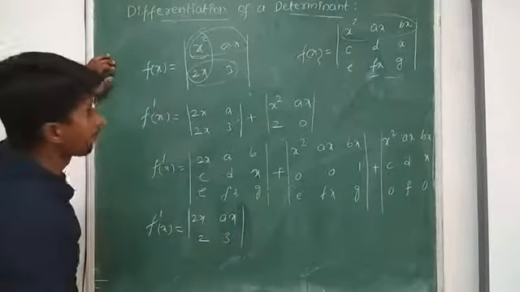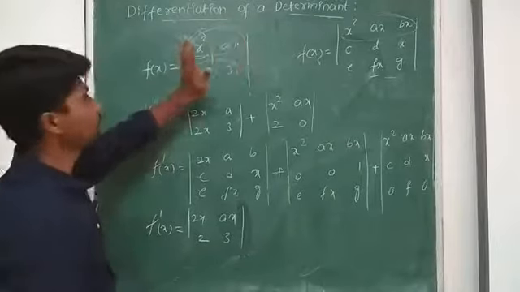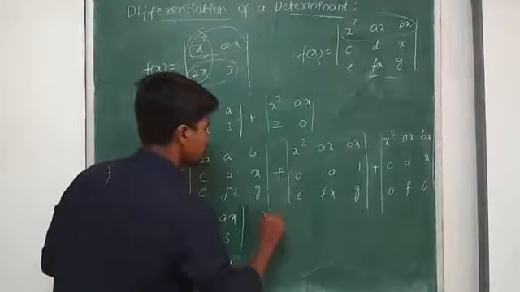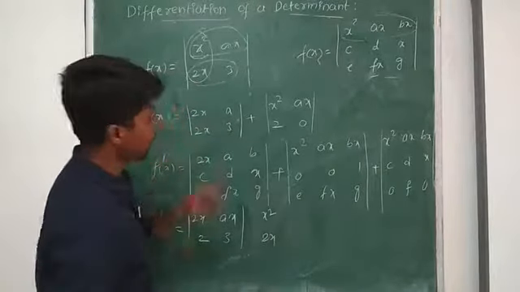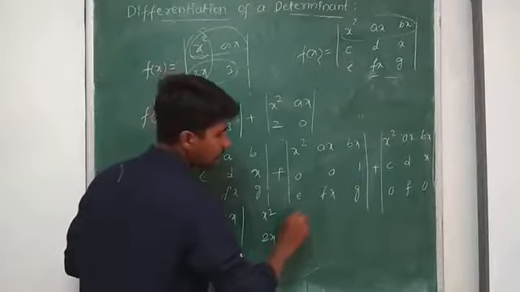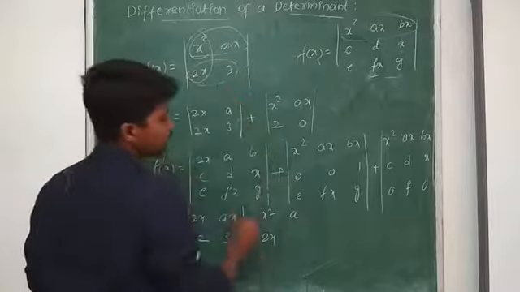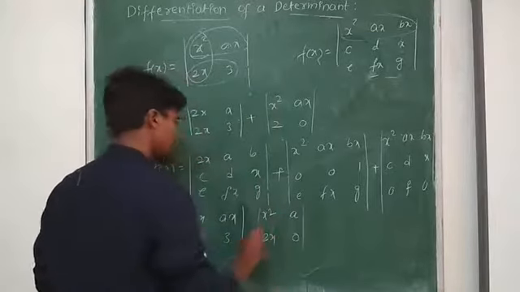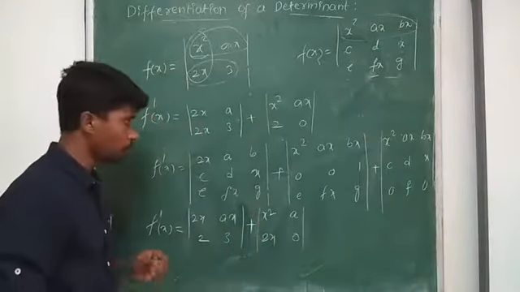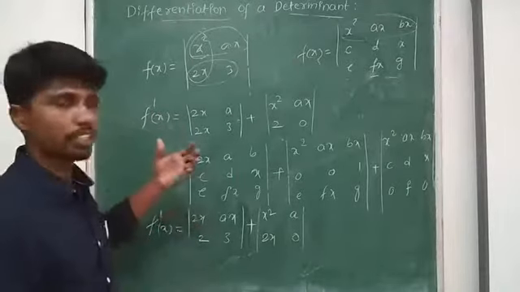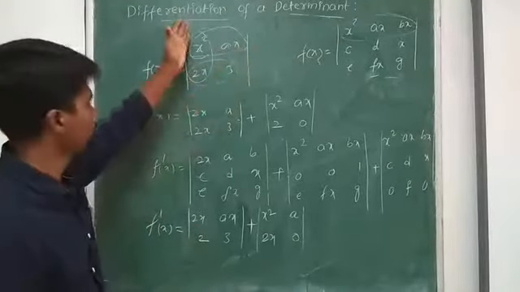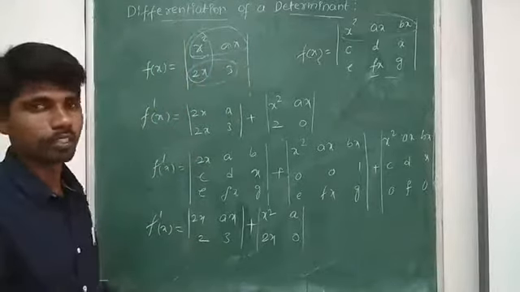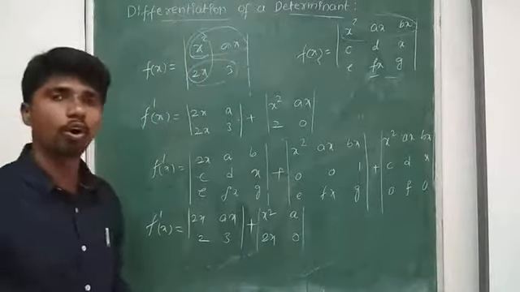Next, second column, first column unaltered: x square, 2x. I have ax, derivative is a; 3, derivative is 0, then I have to do addition. So we can perform this differentiation either with respect to rows or with respect to columns. This can be done for any order.